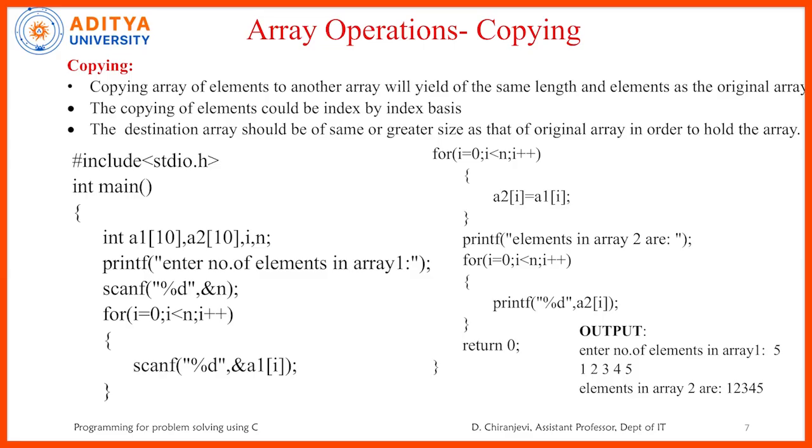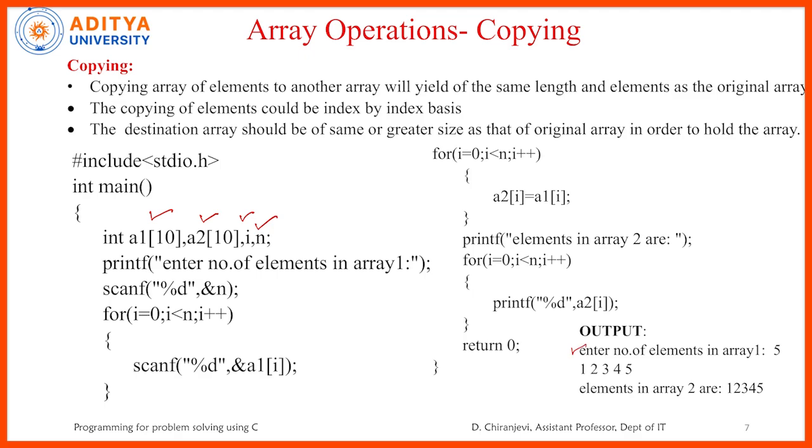Now the program for copying array elements is, so here you have declared a first array, that is A1, of size 10. Similarly we have declared another array, that is A2, of size 10. Now I is the initializer, n is the number of elements the array will store. So first it will display a message, enter number of elements in array 1. This is the message, first it will be printed.